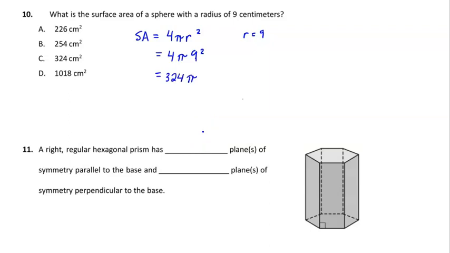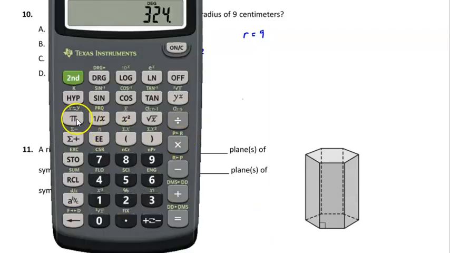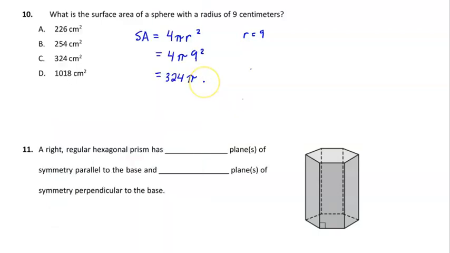And then pi. So if they ask for exact answers, this is what you want to give. And be careful because it almost looks like C is our answer. But remember, you're doing 324 times pi. So 324 pi is our exact answer. And if we multiply that by pi equals, I get 1017.87. And that rounds up to D. So just be really, really careful about this. All right, here we go.